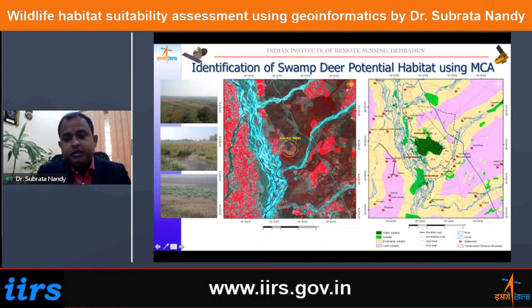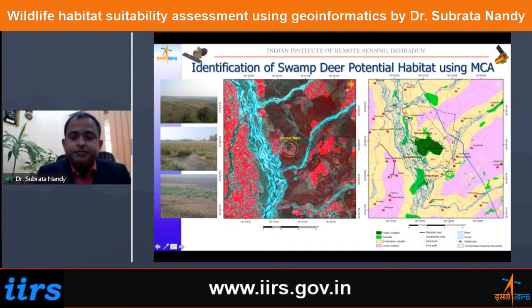Now, this dark green color says this is a suitable area. So through this multi-criteria modeling, we were able to identify this area as a highly suitable area. And this is the moderately suitable area. These are the moderately suitable areas, and these are the least suitable areas. So we can categorize this area using multi-criteria based modeling into highly suitable, suitable, moderately suitable, and least suitable classes.